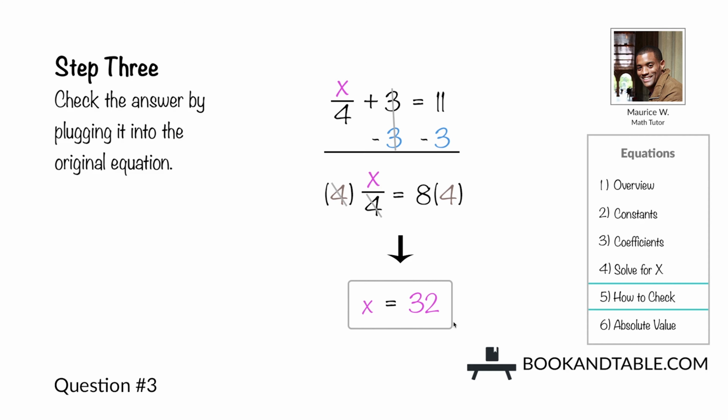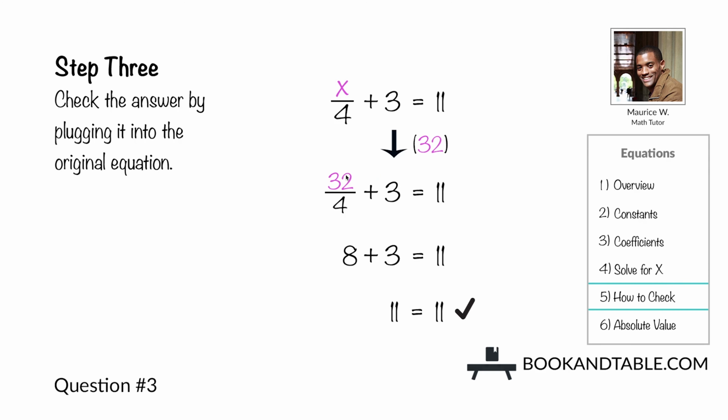And then you check this answer by plugging it into the original equation. x divided by 4 plus 3 is equal to 11. And when you do so, you get 32 divided by 4, which is 8, plus 3. 8 plus 3 is 11. So we see the value on the left side is the same as the value on the right side, thus confirming that x is equal to 32 was indeed correct.